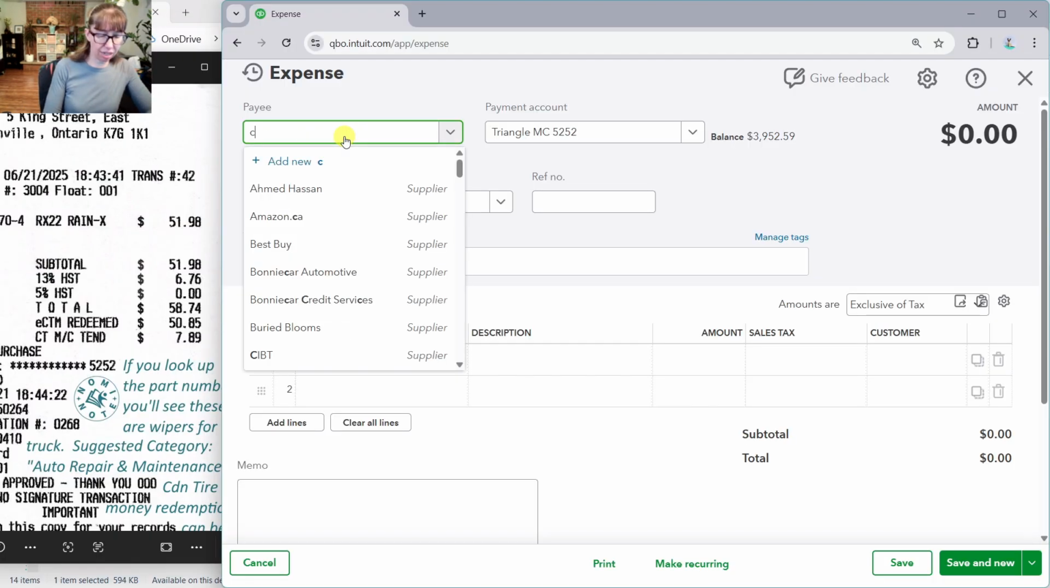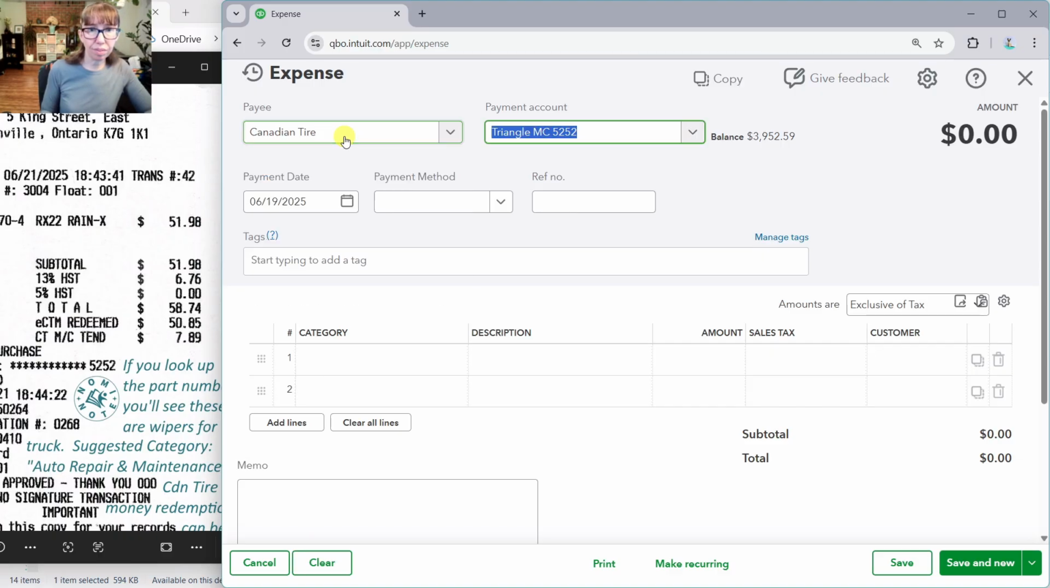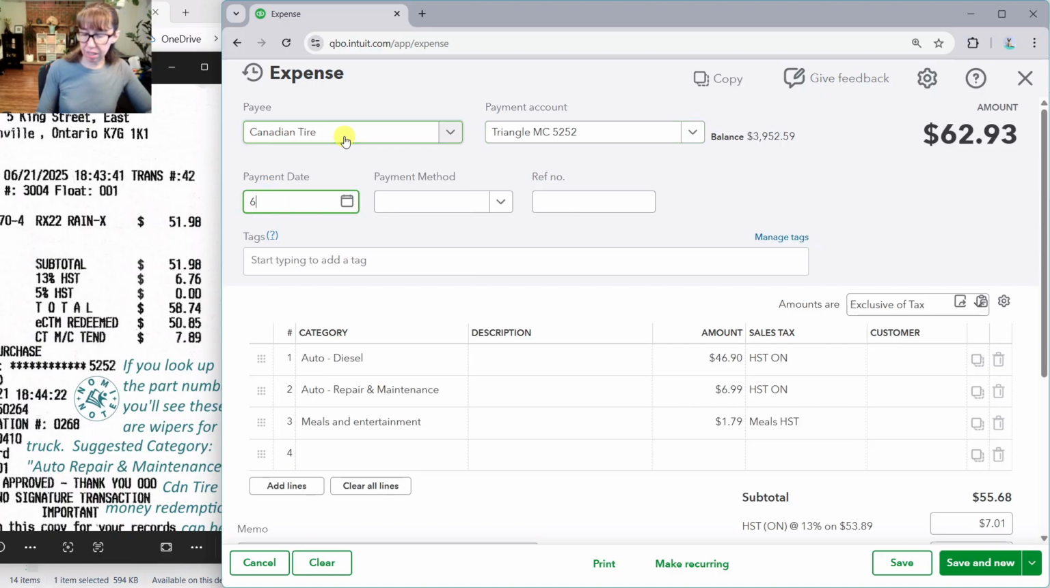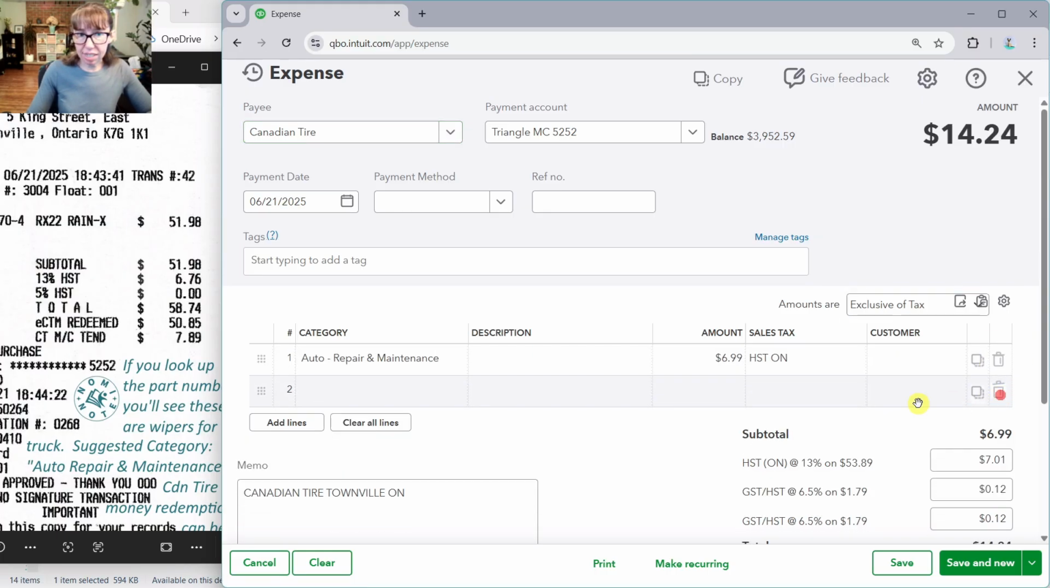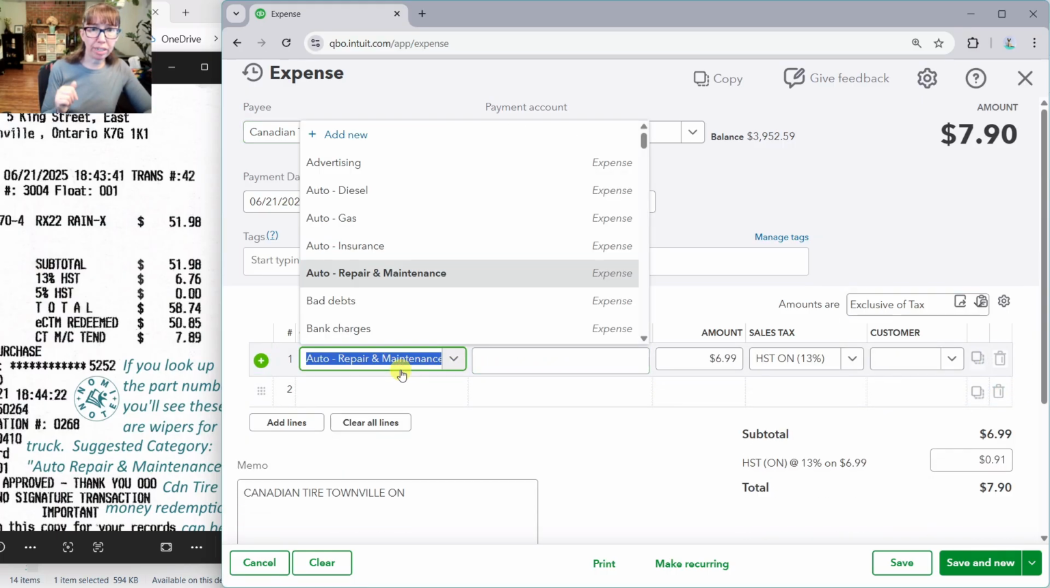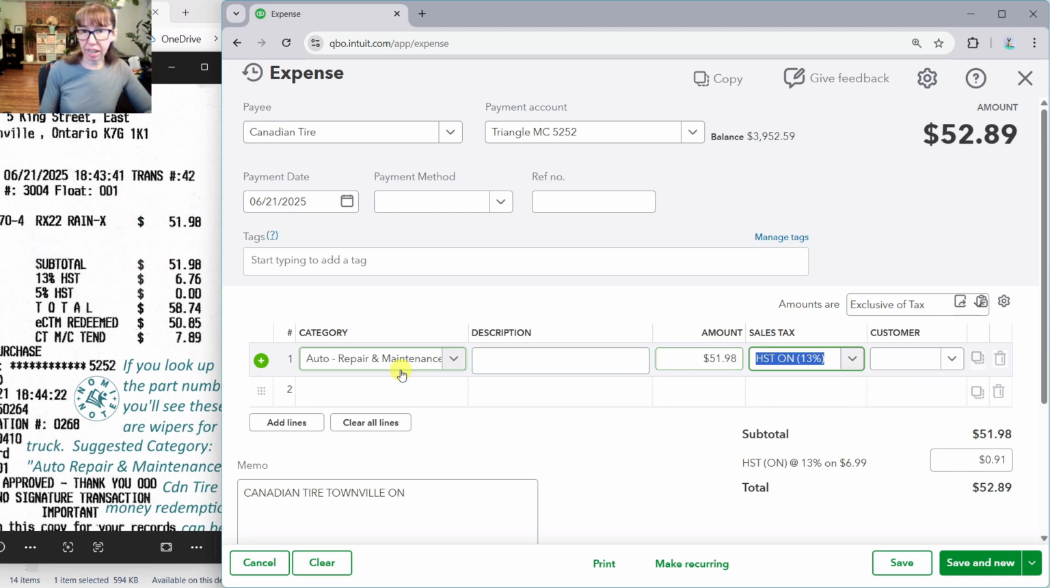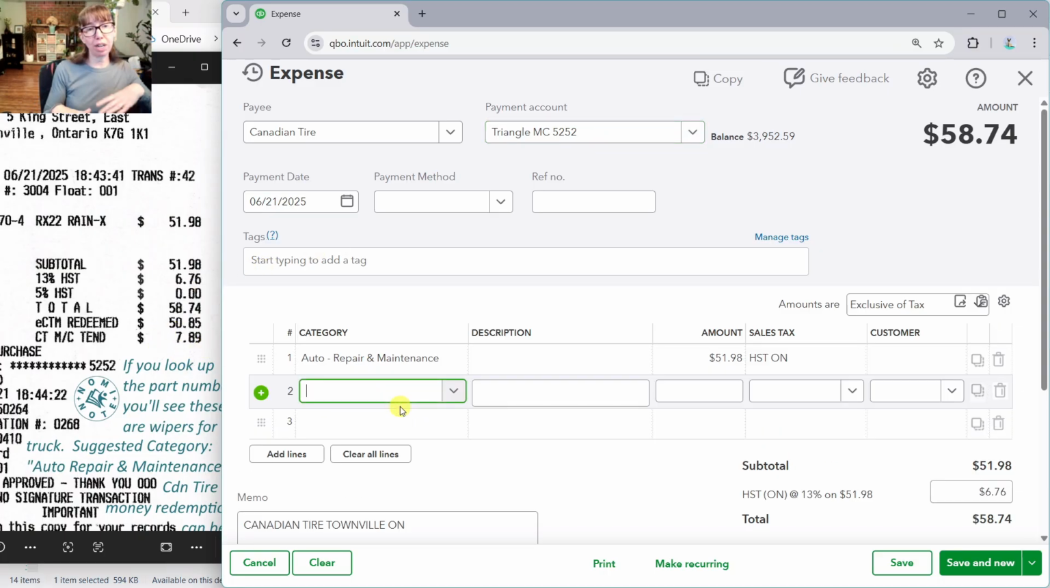So this is Cdn Tire, Triangle MasterCard, 621, and we can delete this line and this line. Auto repair maintenance, 51.98, HST coming to 58.74. So this is the full auto repair expense in HST that we want to claim. But this payment account right here means that 58.74 is going to show up on my general ledger for Triangle MasterCard, and that doesn't match the 789. So we have to put it on a second line.